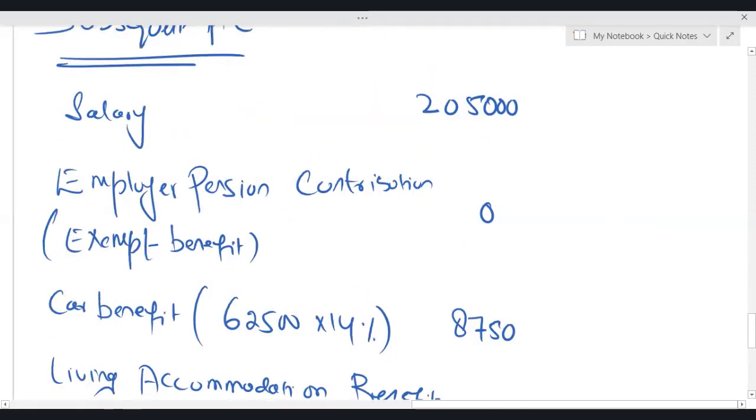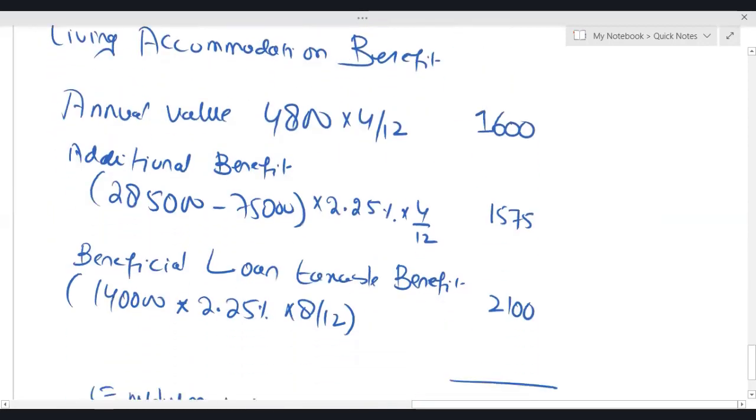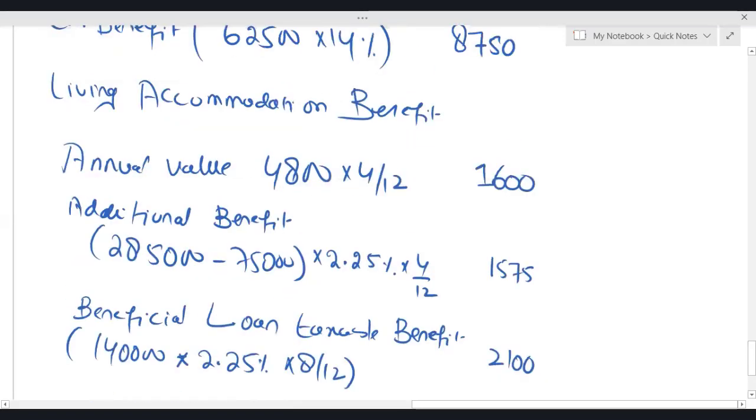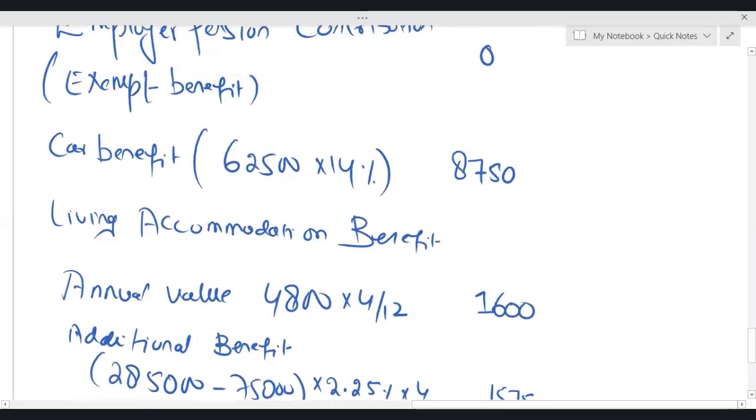2,05,000 plus 8,750 plus 1,600 plus 1,575 plus 2,100. So may I know the answer of employment income? Wait, let me show you the result again. Okay. It is 2,19,025.